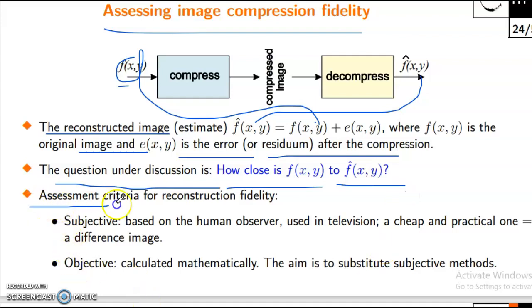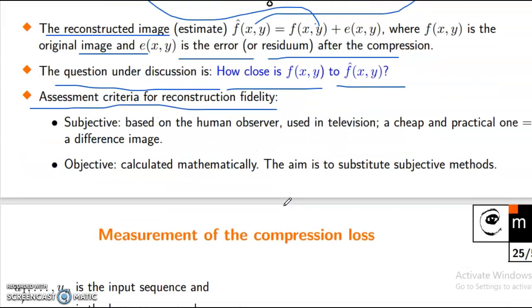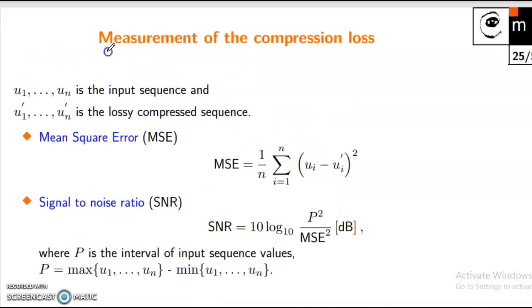Assessment criteria for reconstruction fidelity. Subjective: based on a human observer, as used in television, a cheap and practical method, where one image is equal to a different image. Objective: calculated mathematically, the aim is to substitute subjective methods. Measurement of the compression loss.